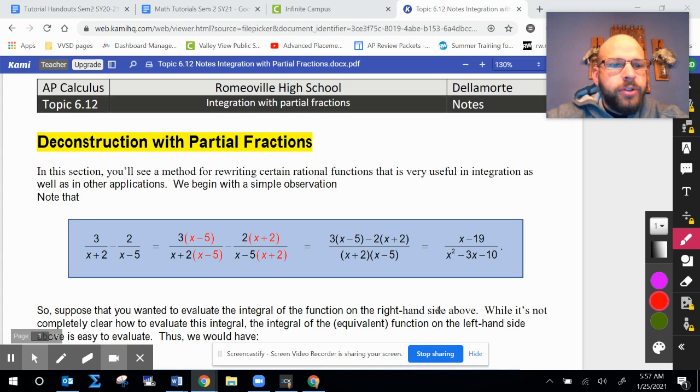Hello, this is Mr. Delamorte here to talk about topic 6.12, integration with partial fractions. So this will be our third technique of integration. We know U substitution, we know integration by parts, and we know partial fractions.